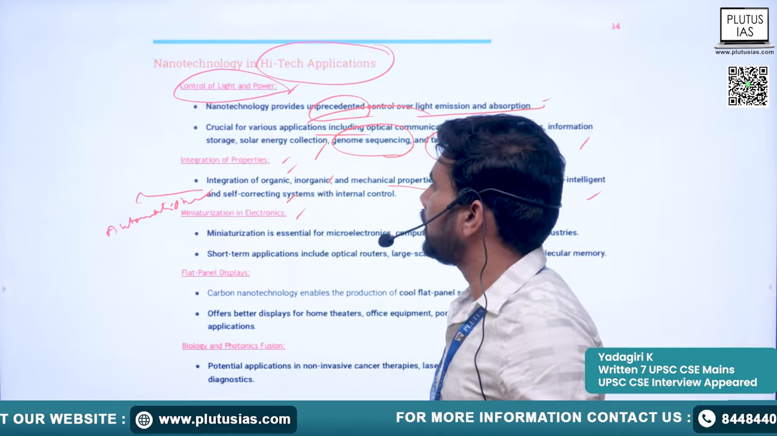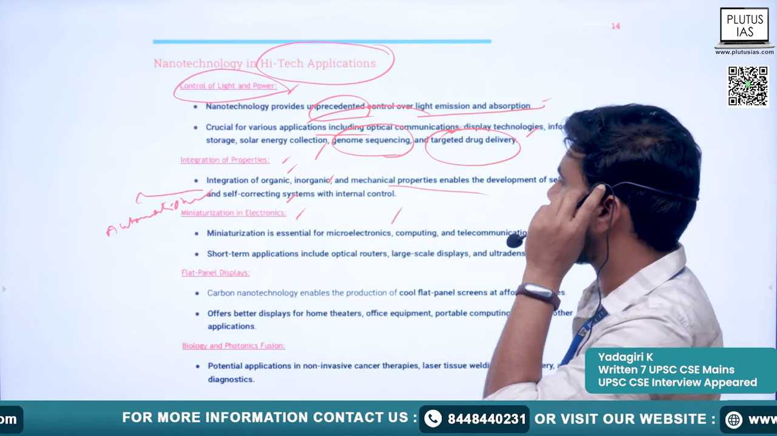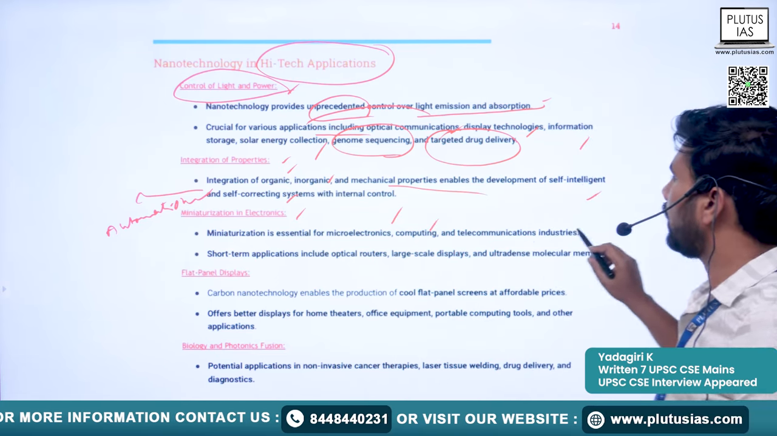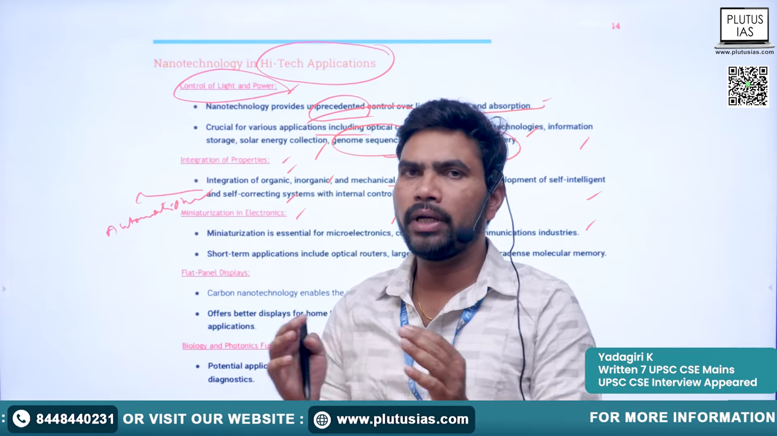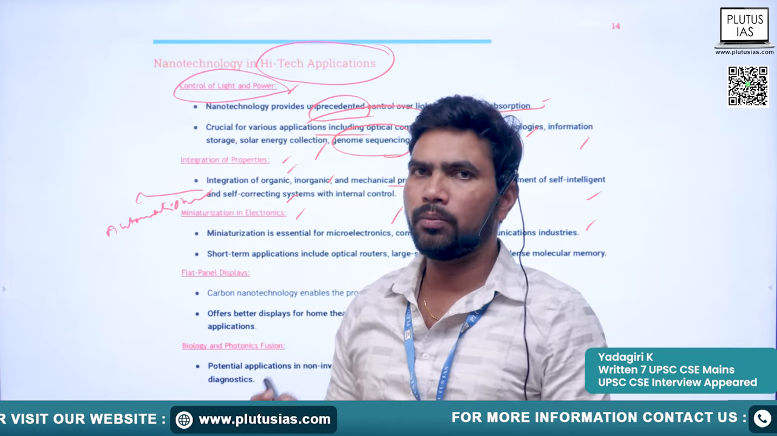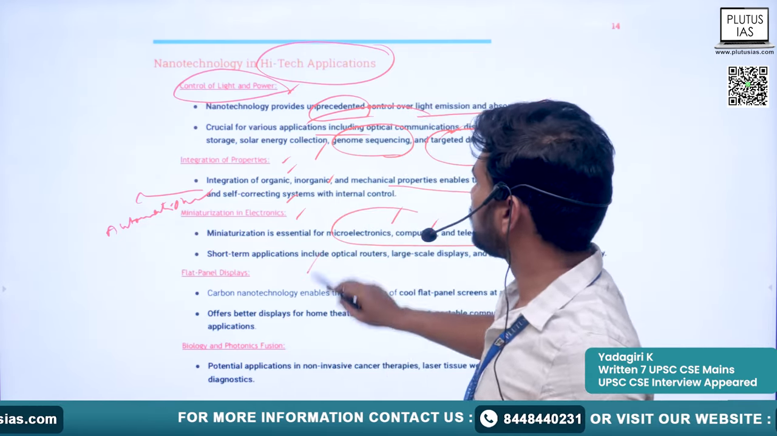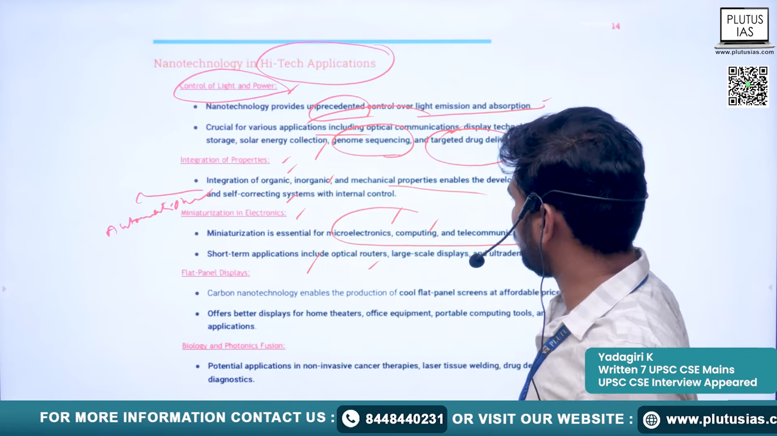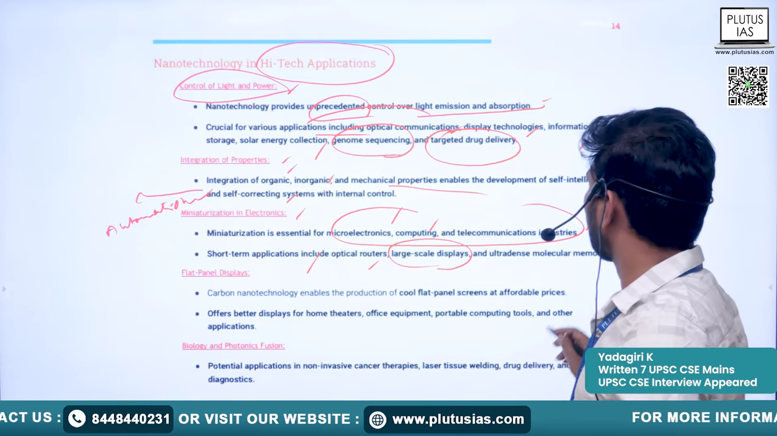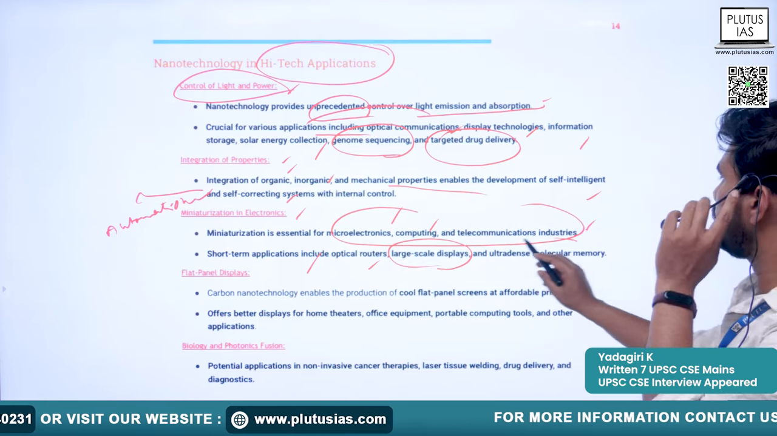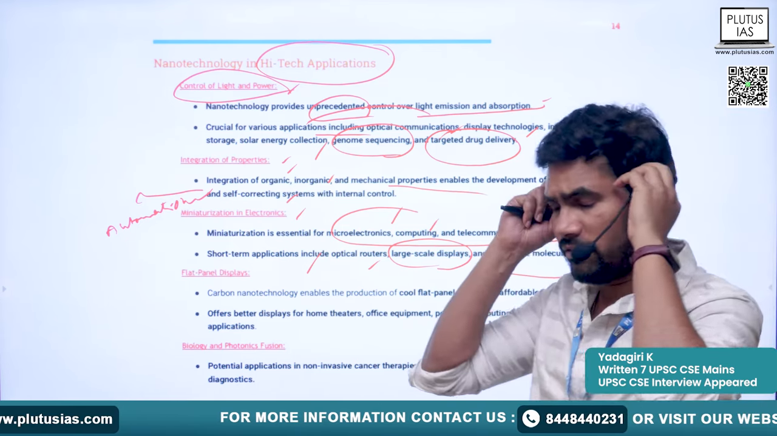Similarly, miniaturization of electronics. Miniaturization is essential for microelectronics, computing, and telecommunication industries. Miniaturization means making the equipment smaller and smaller as much as possible. This is essential for all these industries. Short-term applications include optical routers, large-scale displays, and ultra-dense molecular memory. All these things are possible through miniaturization of electronics.